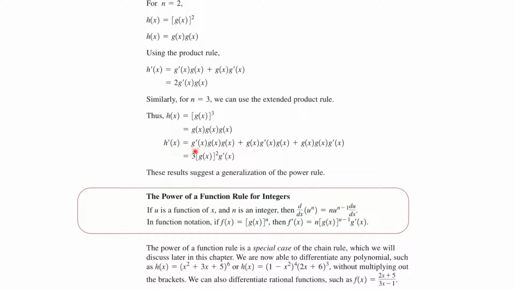The derivative of h of x would be g prime of x times g of x times g of x, plus g of x times g prime of x times g of x, plus g of x times g of x times g prime of x, which is 3 g of x to the power of 2 times g prime of x.